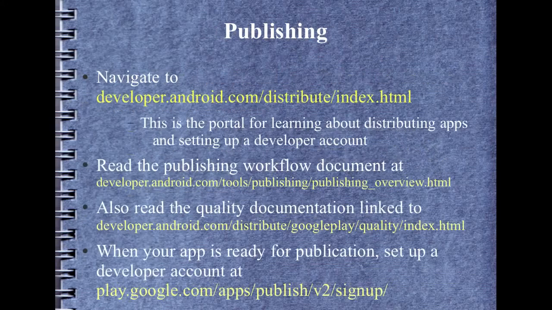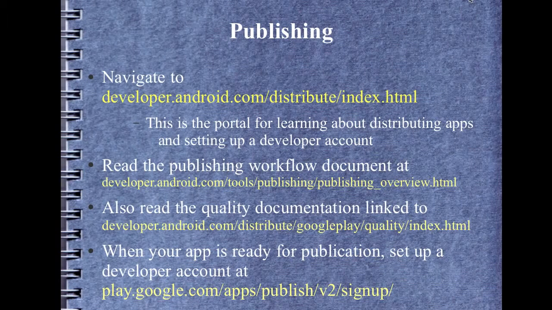So how do we do that? Well, to publish an application, the key point is to navigate to this site. Now, you can get there from developer.android.com, but you can go directly there to /distribute/index.html. This is the portal for learning about publishing your apps. There is some important documentation that you need to read and in part agree to before you can even publish an application.